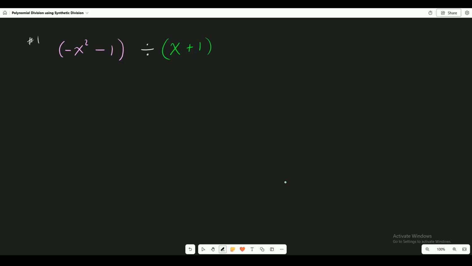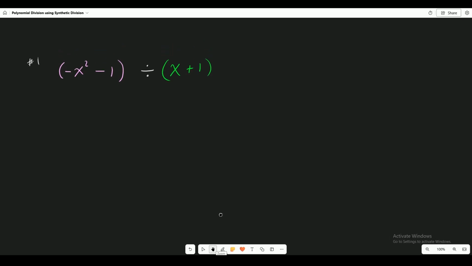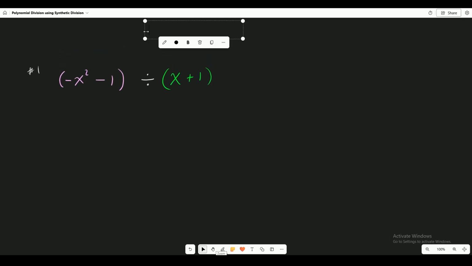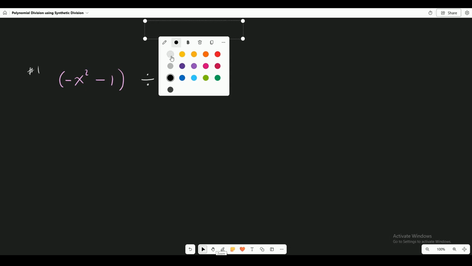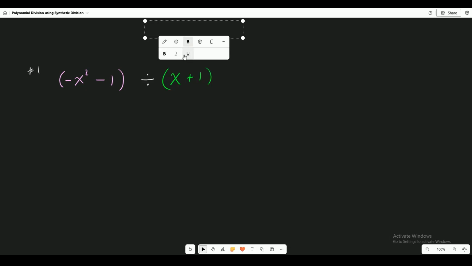Once again with polynomial division, but this time instead of using long division, we're going to use something called synthetic division. Okay? So this is purely with synthetic division. Let me write that on the title right here. Synthetic division. Just like that. Synthetic division. Okay?